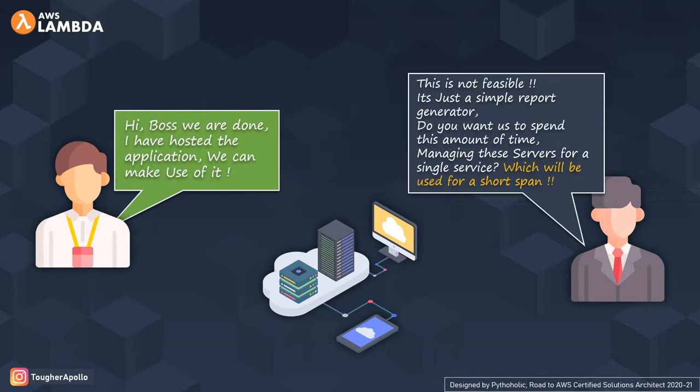Finally, you came up to your boss and you were happy to share this information. "Hi boss, we are done. I have hosted the application and we can make use of it." And you said you had deployed it with an EC2 instance with auto scaling.